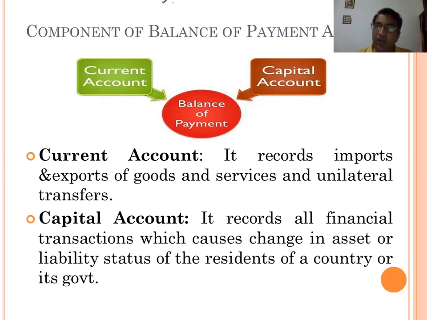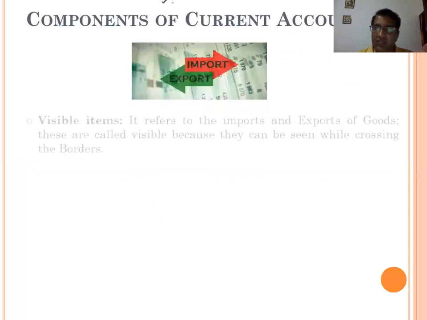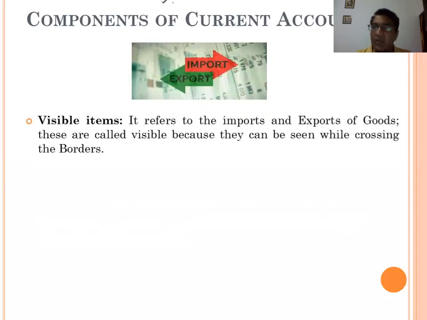Now the components of the current account and capital account we will discuss one by one. First we start with the components of the current account. The first item is visible items. Visible items are those items which can be seen, touched, and transferred, like the import and export of goods, which we can see when they cross the borders. So that is the visible items. So all import and export of goods is part of visible items which can be seen, touched, and transferred. It is a part of the current account which we will record in the balance of payment.